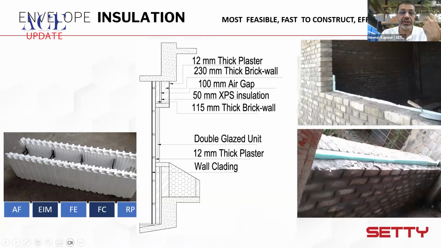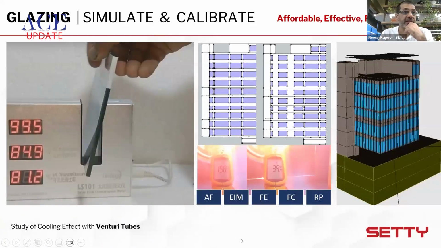How much of that insulation is really feasible in a retrofit project? Is it impactful? Is it fast to construct? It needs to be affordable, and so on and so forth. And likewise, glazing: is it affordable, effective, and fast to construct?